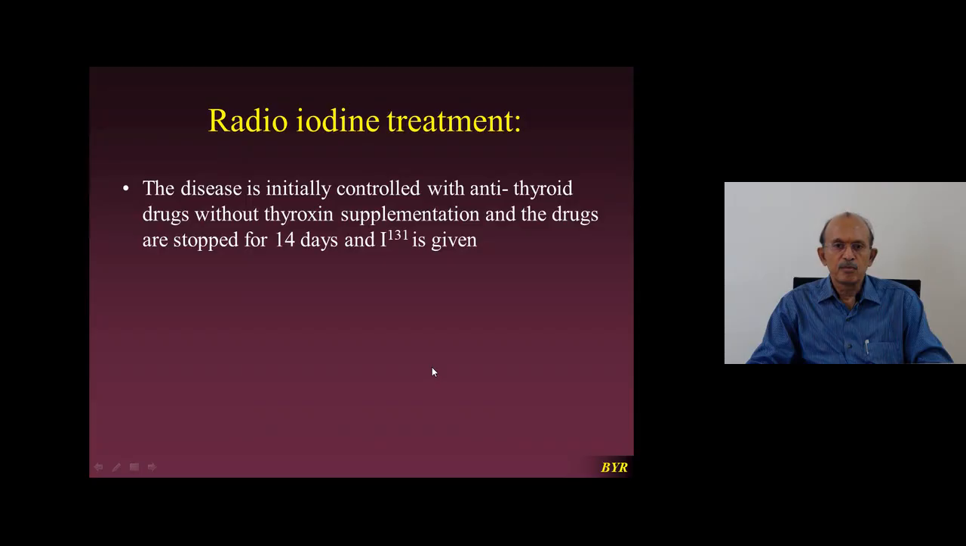Management of patients with radioactive iodine. The disease is initially controlled with anti-thyroid drugs without thyroxine supplementation, and the drugs are stopped for 14 days, and I-131 is given. If you give anti-thyroid drugs without thyroxine supplementation, what will happen to TSH? What will happen to TSH?